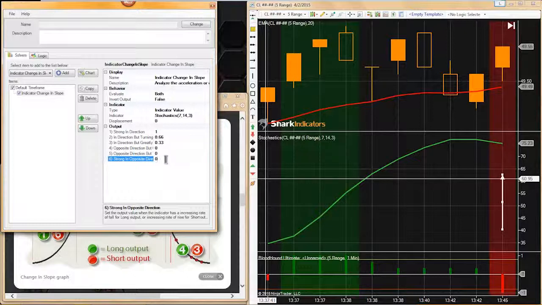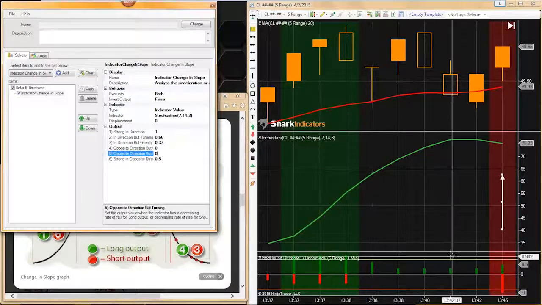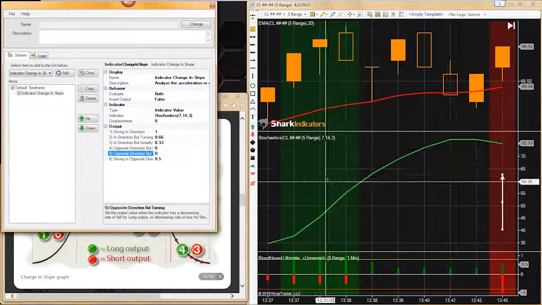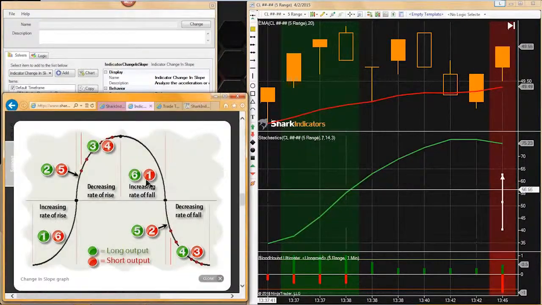So if I set this to 0.5, we can see now, if you look at the chart, that long output has a 0.5 because we're in this area, section 6. So for the long side, we're in this output number 6 area, but for the short side, we're in output number 1.